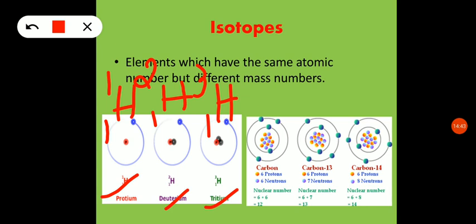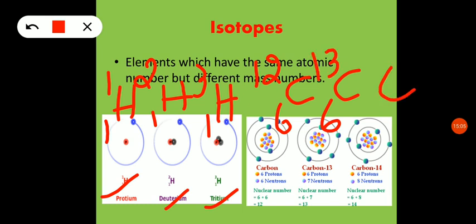And one more example, carbon. In nature carbon exists in 3 different forms. That is carbon, atomic number is 6, mass number is 12. One more is there, atomic number is 6 and mass number is 13. One more, C6, 14. So these are the three different forms of carbon. These are the isotopes of carbon.